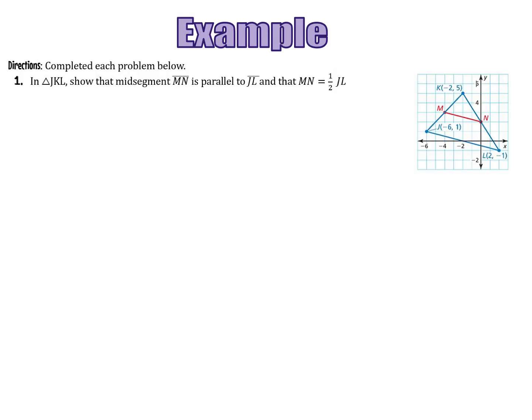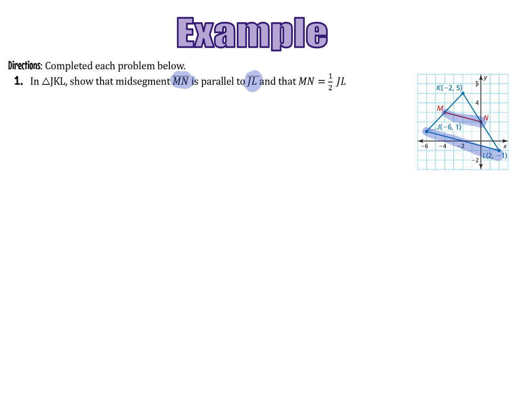Okay, in this first example, we're going to use the triangle that's given and the midsegment, MN, to actually show the two things that our triangle midsegment theorem said. The first thing that the midsegment theorem says is that if we have a midsegment, that segment is parallel to the third side. So the very first thing that we're going to show is that MN is parallel to JL. And what do we know about parallel lines or parallel segments? They have the same slope.